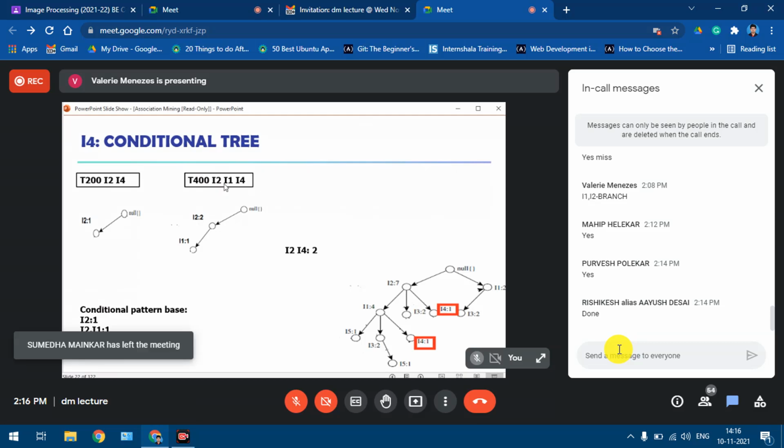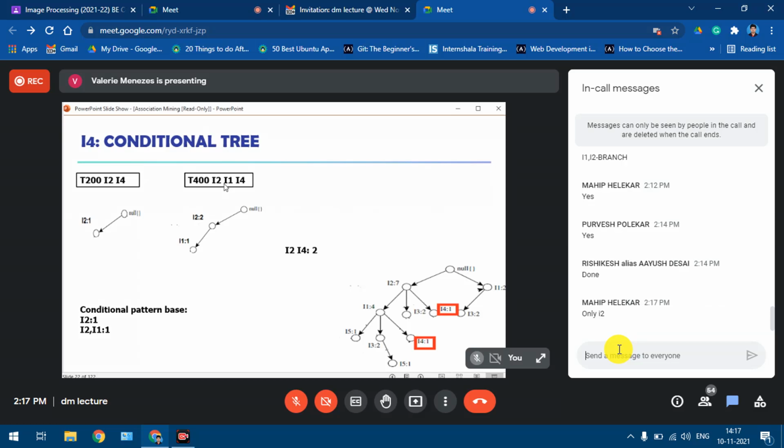Now, over here, which part of the branch will be retained? Will I2, I1 be considered? Will we consider the entire branch?